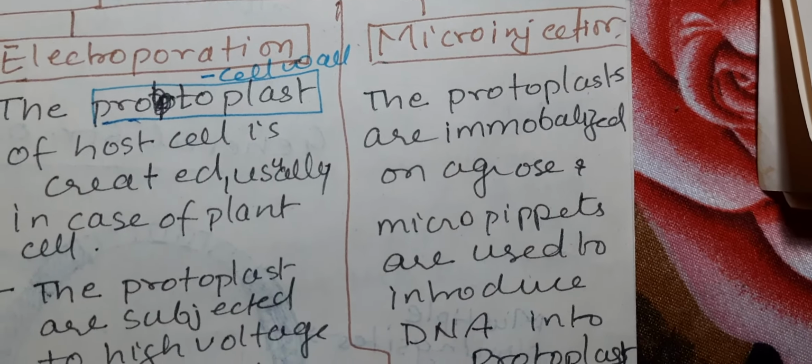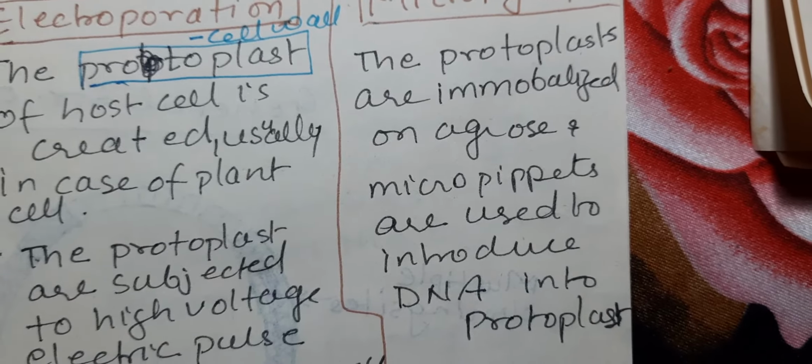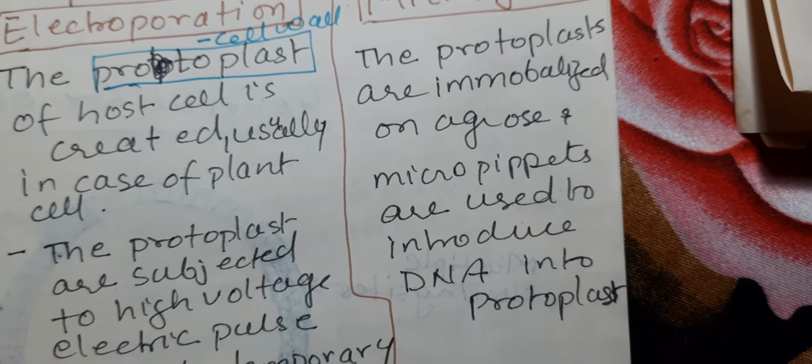Next is microinjection. The protoplasts are immobilized on agarose and micropipettes are used to introduce the DNA into the protoplast.